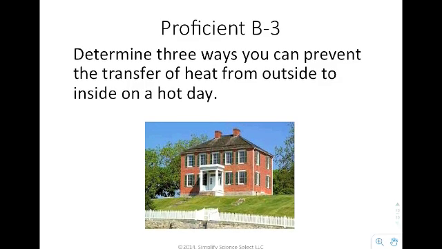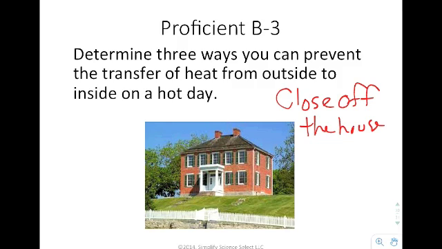And finally, it says to determine three ways you can prevent the transfer of heat from outside to inside on a hot day. The first thing you can do is close all the doors and windows. Close off the house. That reduces the transfer by conduction. The next thing you can do is block out the windows. You can have insulated windows, or you can put foil on the windows and it'll work very well. It doesn't look very good, but it'll block the heat out.